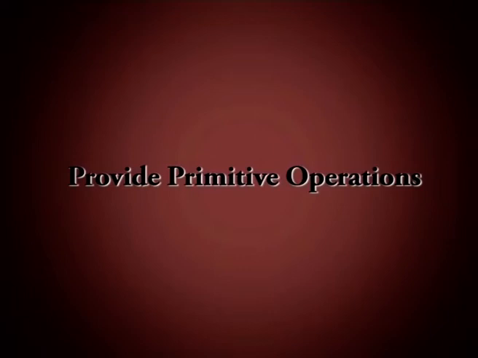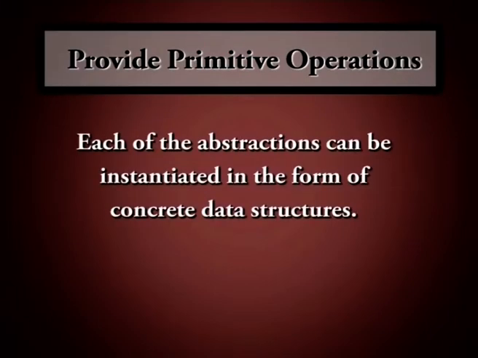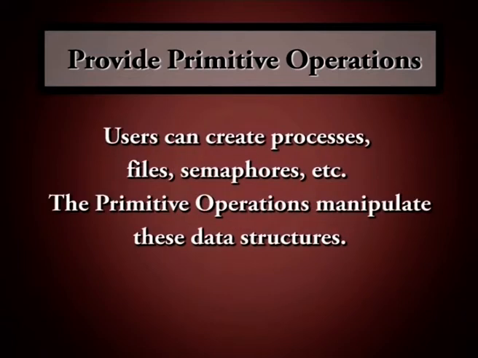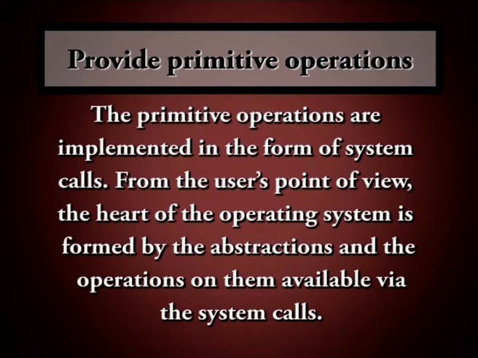Seventh one is provide primitive operations. Each of the abstractions can be instantiated in the form of concrete data structures. Users can create processes, files, semaphores, etc. The primitive operations manipulate these data structures. For example, users can read and write files. The primitive operations are implemented in the form of system calls. From the user point of view, the heart of the operating system is formed by the abstraction and operations on them available via the system calls.